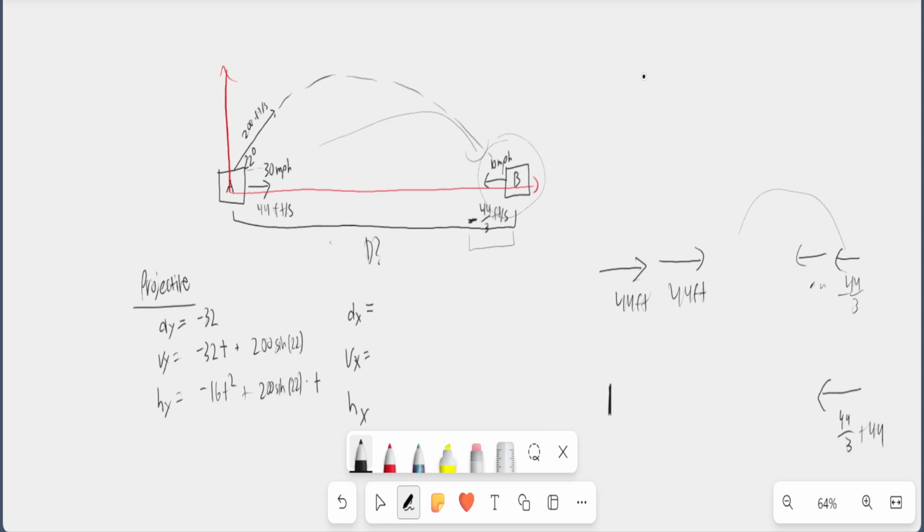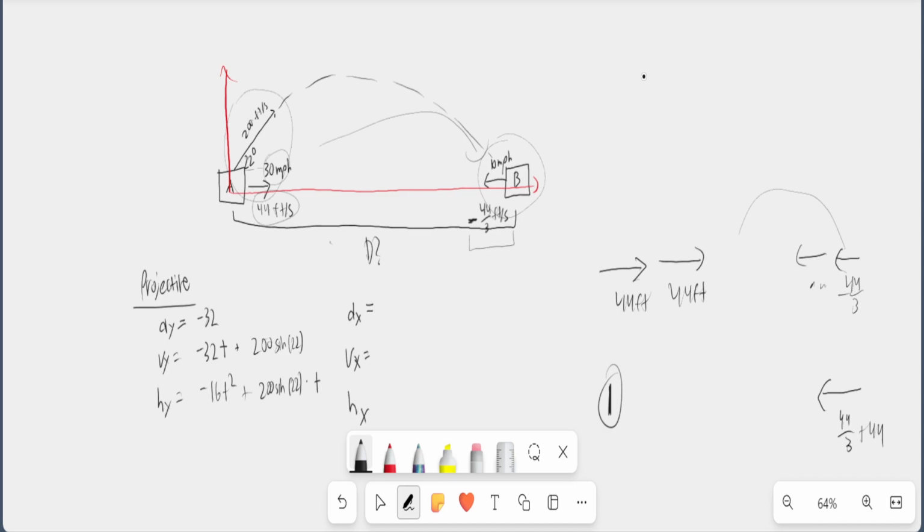The one thing you have to keep the same is the projectile's velocity. So even though this is still, you still have to add that 44 feet per second to the projectile. Does that make sense?